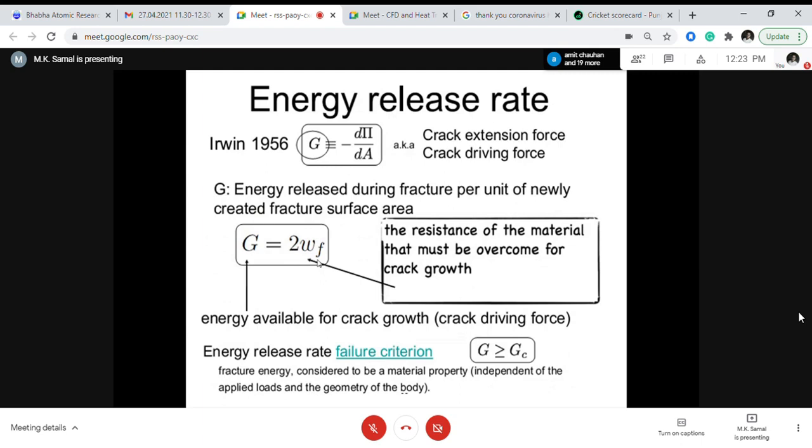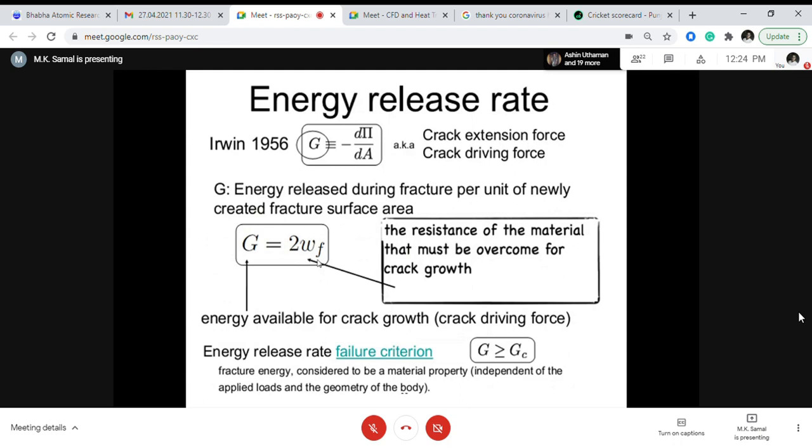But when you talk about metals, what happens when the crack propagates? More and more plastic deformation occurs, so instead of being constant, the crack resistance will increase. For the crack to initiate, you require a certain energy, G critical, but for the crack to propagate you require more and more energy. That is called the resistance curve, the crack resistance curve, which we will see in the next slide.